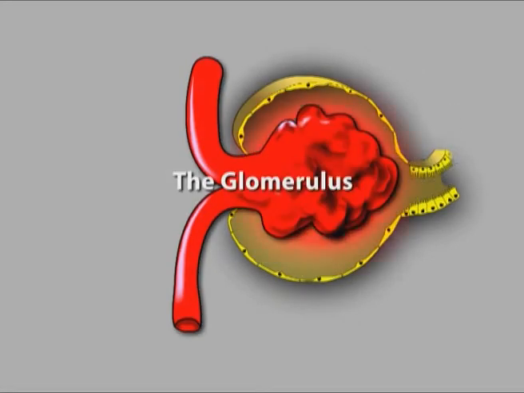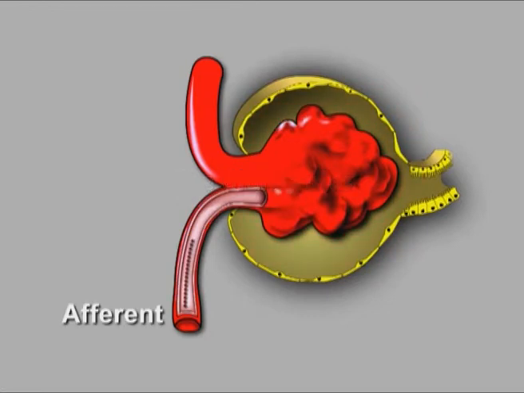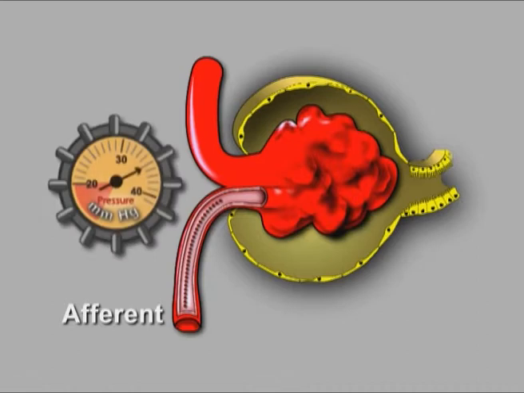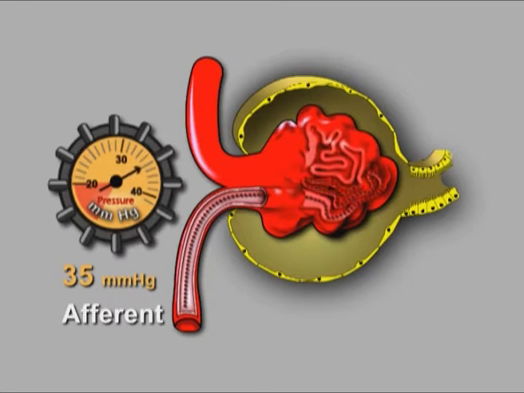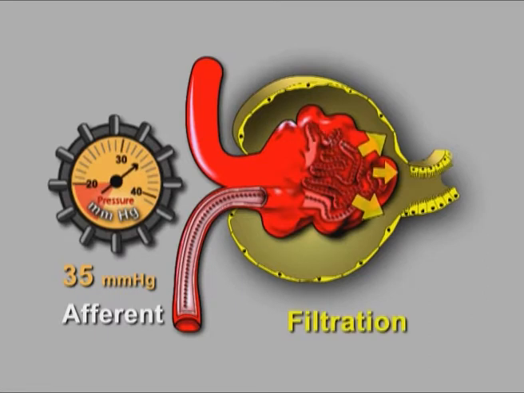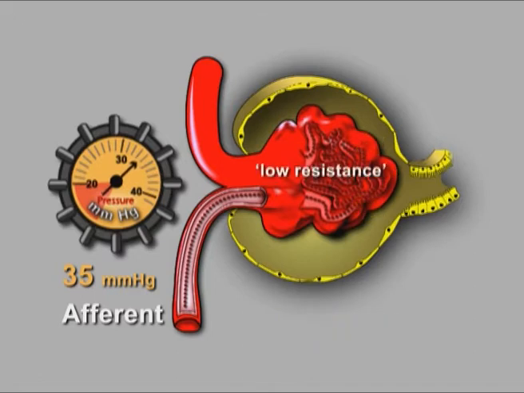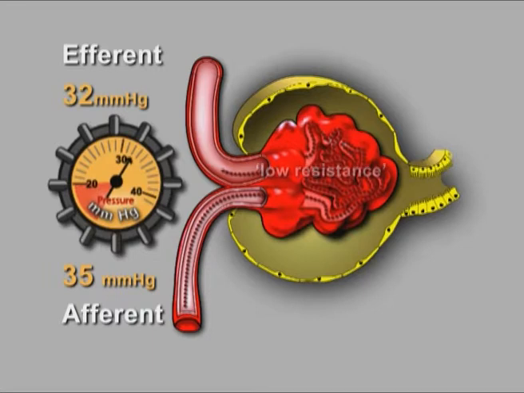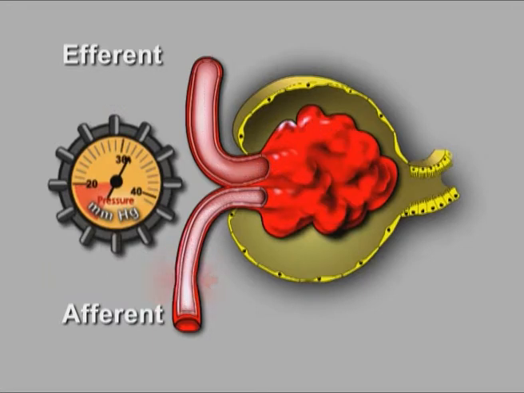The glomerulus is a highly specialised vascular structure. It receives blood from the afferent arteriole at a relatively high pressure, usually about 35 millimeters of mercury. The capillary path is long and provides a huge surface area for the filtration of plasma. However, the resistance in these vessels is very low, so the blood pressure drop in the efferent arteriole is minimal. Changes in afferent or efferent arteriolar resistance will profoundly affect glomerular function.